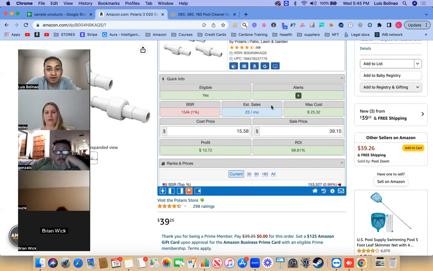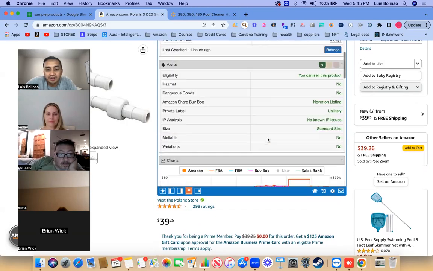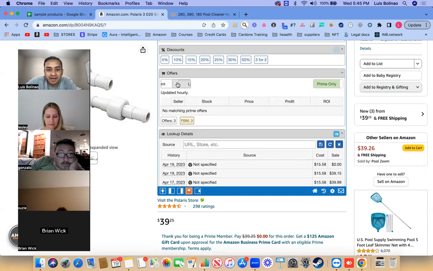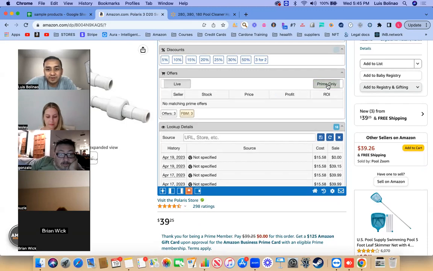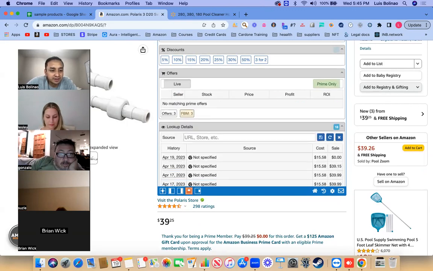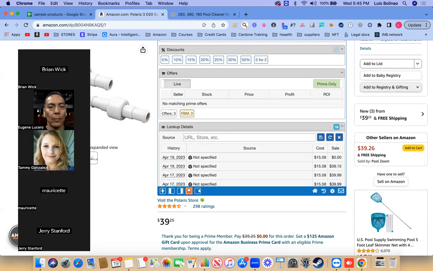So 23 sales a month, 68% ROI. There's 3 other sellers that have this much inventory as far as FBM, but there's no other FBA seller. What does FBM mean? Fulfilled by merchant? Merchant? Okay, yeah.